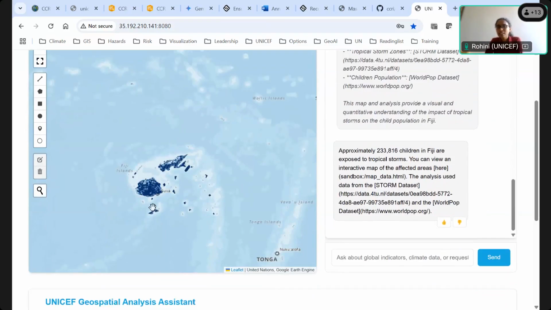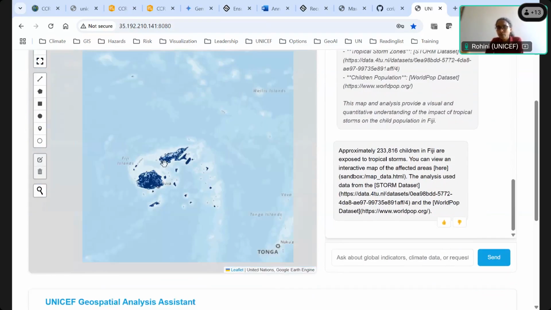So it gets me the map, and it shows me not only where the hazard could happen, but most importantly, where children are exposed to that particular hazard. And then it gives me approximately 200,000 children in Fiji, which is almost all the children. It's an island country where typhoons happen quite often, and it gives a little bit of information about what it thinks.